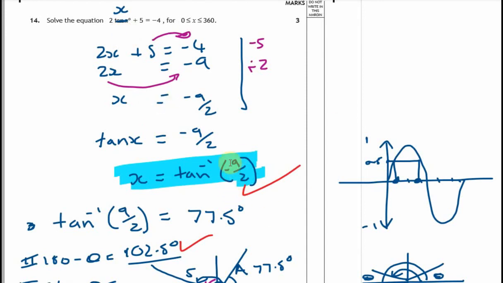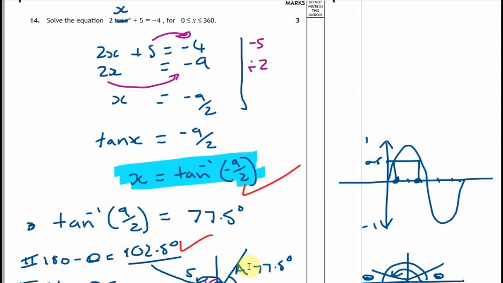When you get to this minus, some people just put that straight into their calculator. So let's just see what I get. Say I put in shift tan of minus 9/2. Some calculators might be different, possibly. If I do that, I get minus 77. So I could have done that and then just made it positive.